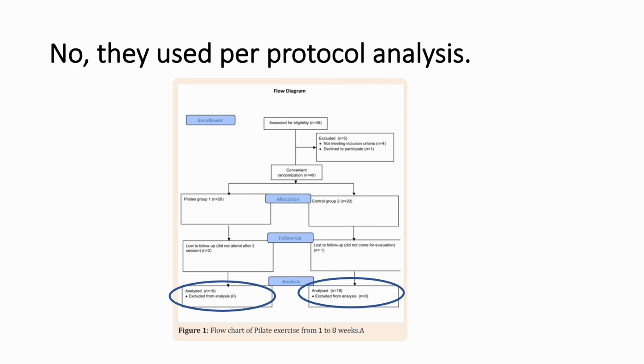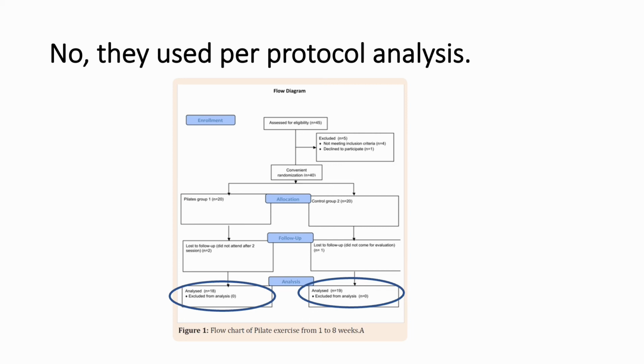It says at the bottom of the consort flow diagram that even though they started with 20 participants, they analyzed data from 18. So we have to wonder what happened to those 2 data points that are missing for each measurement. And then in the control group, we had 19 out of 20 complete, and it says none were excluded from the analysis, but we don't really know what they did with the data from that one person. It probably was not included in the analysis.